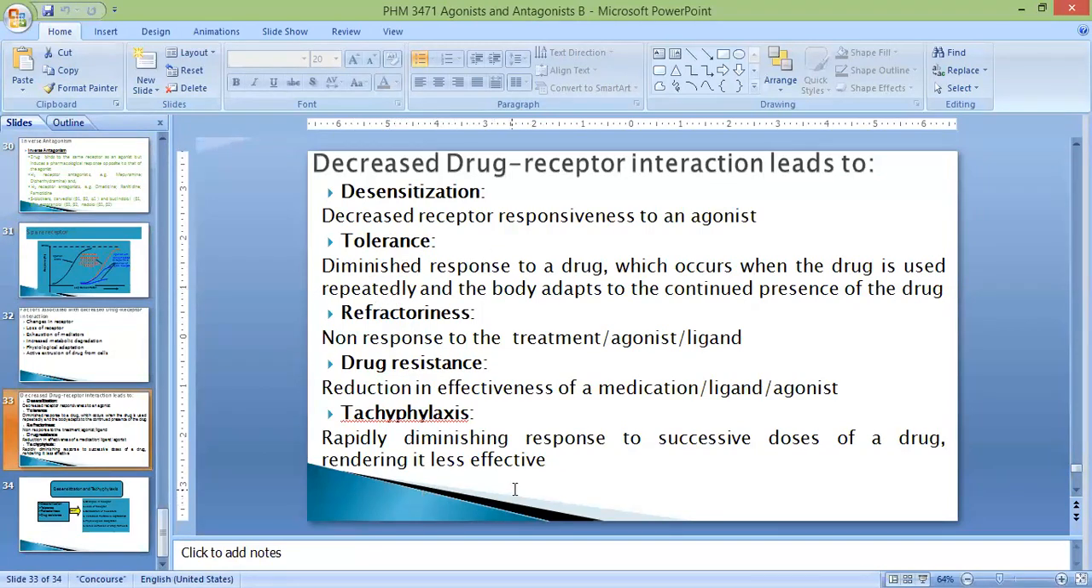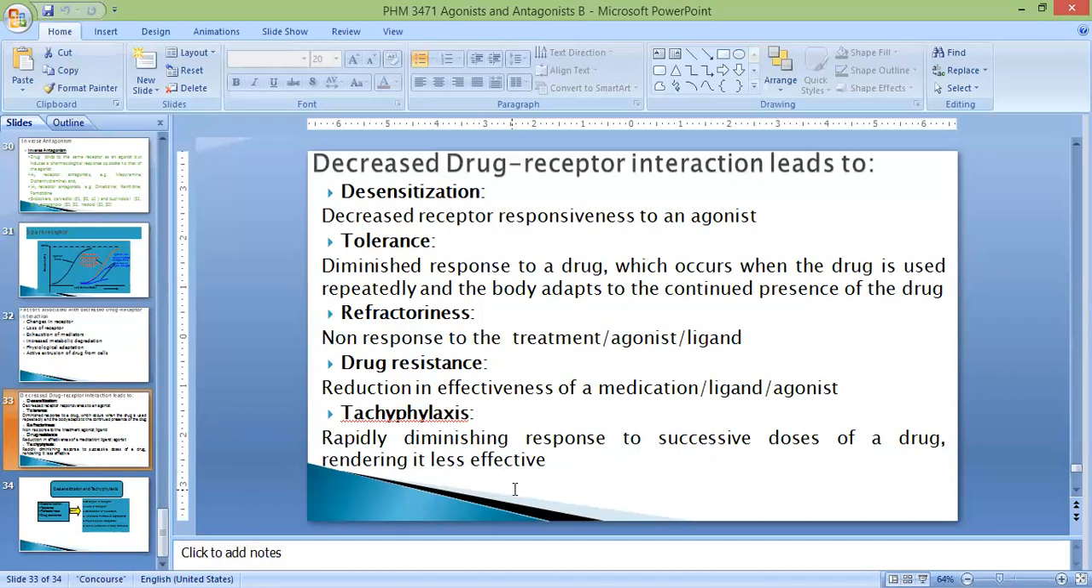But tachyphylaxis is the same as tolerance, but this one is more acute or rapidly occurring. Tolerance is over a long time, but tachyphylaxis is over even a few doses of the drug, and already your body is diminishing the response to that drug. So tachyphylaxis is just over a short time. Tolerance over a long period of time.